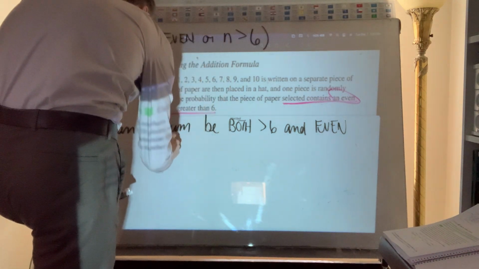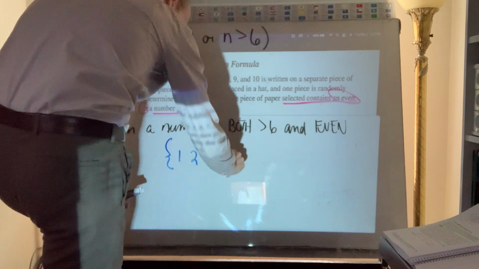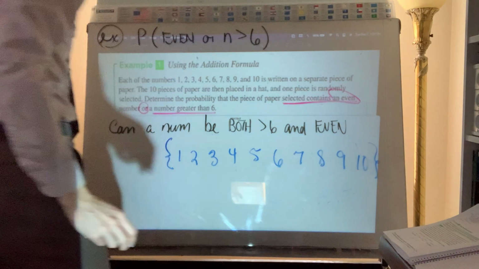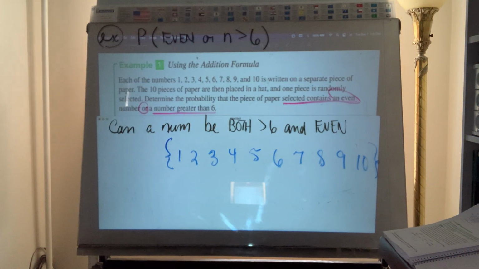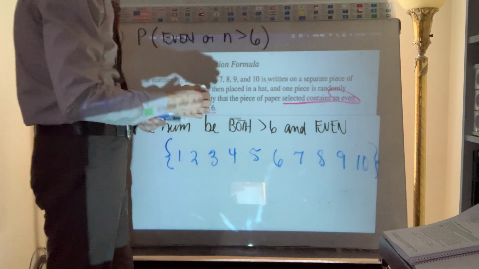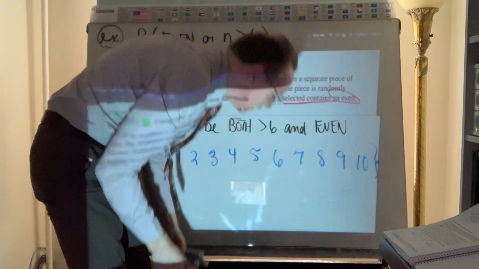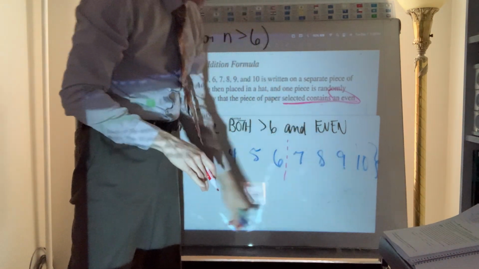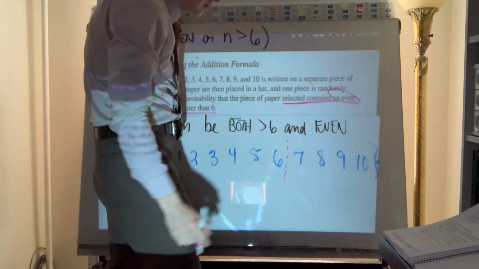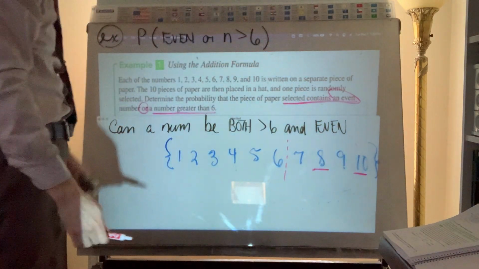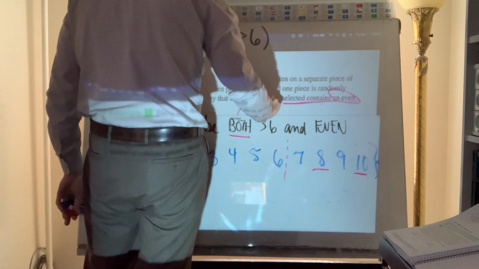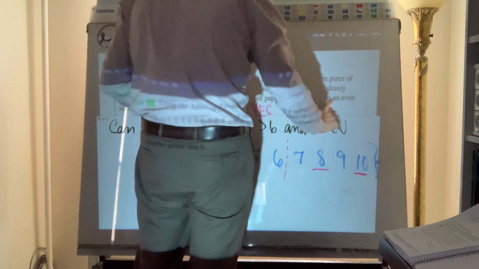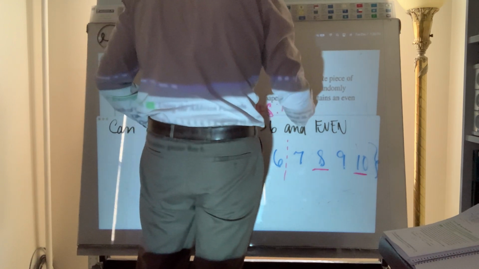We're going to put this in set notation: 1, 2, 3, 4, 5, 6, 7, 8, 9, and 10 in braces, roster style. Let's analyze the things that are greater than 6 here. So our attention would begin here. Things greater than 6 are 7, 8, 9, and 10, logically. Are any of those evens? 8 is an even, and so is 10. So can they be both at the same time? Yes, they can be both, which means they're not mutually exclusive.